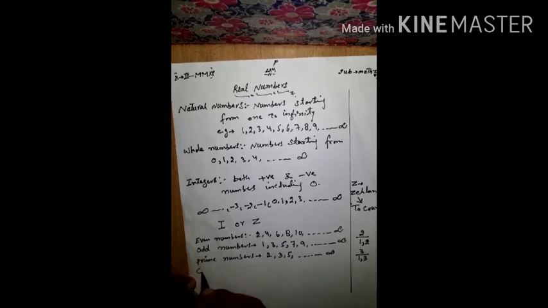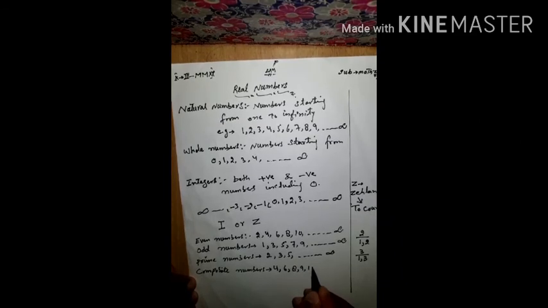Then we have composite numbers. Composite numbers are those numbers having 3 or more than 3 divisors. Like we have 4, 6, 8, 9, 10 up to infinity. So those numbers having at least 3 divisors are called composite numbers. They can have 3 divisors or more than 3 divisors.